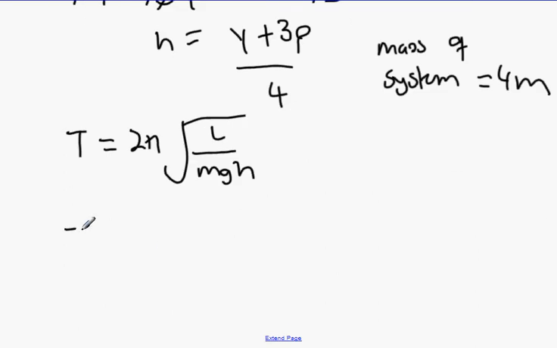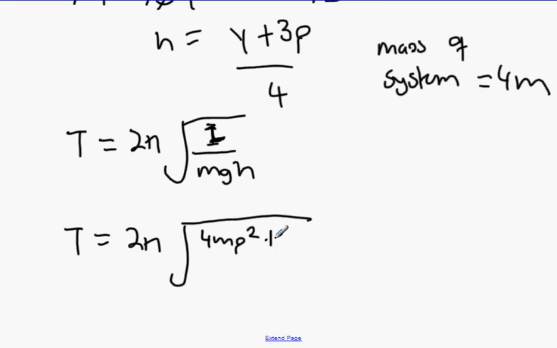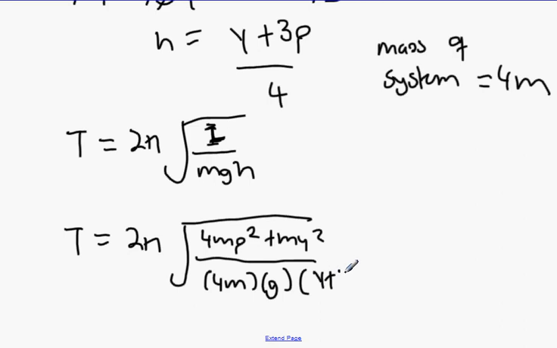And what's going to happen here is we're going to get T equals 2 pi multiplied by, sorry, that's not L, that's I, the inertia. So we're going to put in the inertia formula as 4mp squared plus my squared. On the bottom we're going to have mass is 4m, g is still g, and h is going to be y plus 3p all over 4. The 4's will cancel.